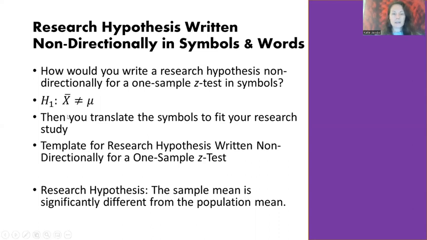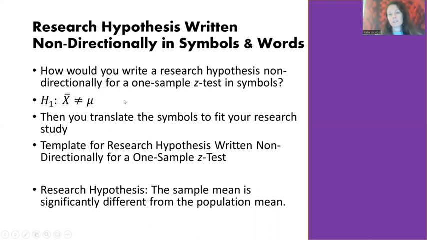So I always write my hypotheses in symbols first because that's actually the easier way to do it for me anyway. And when we're doing a one sample z-test, if we're writing them non-directionally, this is always what your research hypothesis will look like in symbols for a one sample z-test.